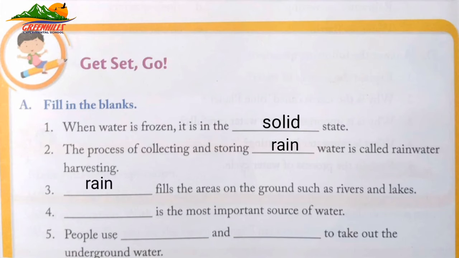Rain fills the areas on the ground such as rivers and lakes. Answer is rain. Number 4. Rain is the most important source of water. Answer is rain. Number 5. People use hand pump and tube well to take out the underground water. Answer is hand pump and tube well.